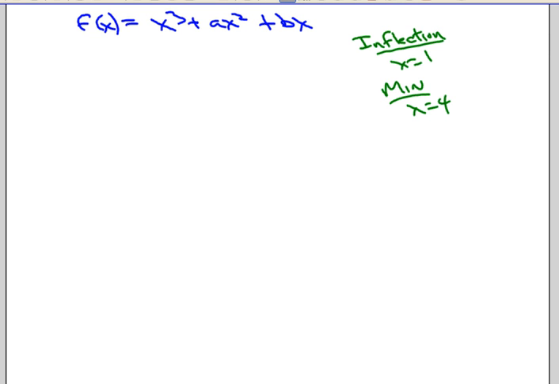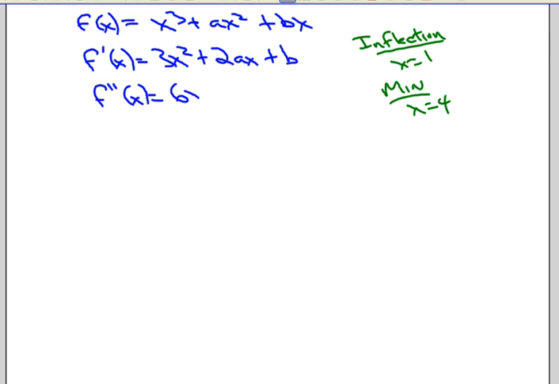So let's take first our first derivative. And we get the same thing, 3x squared plus 2ax plus b. They have inflections, so we might as well find our second derivative, which gives us 6x plus 2a, and the b goes away. So we'll begin with our inflection because that only has one variable in it. And if there's an inflection point at x equals 1, I know if I put 1 into the second derivative, I should get a 0.